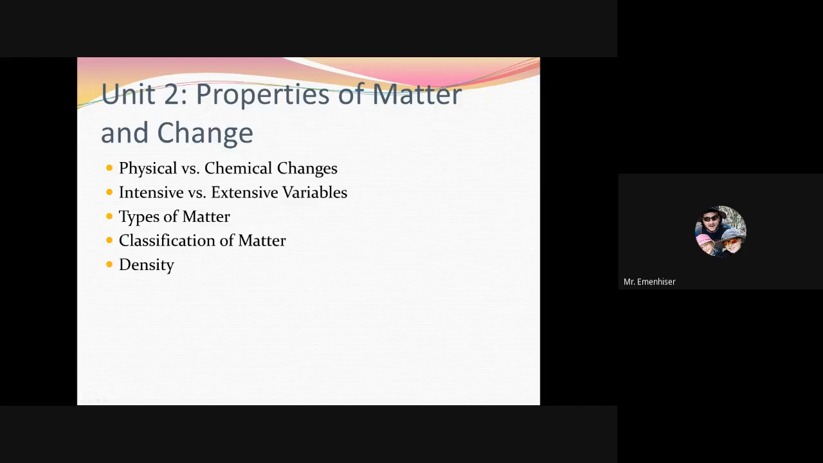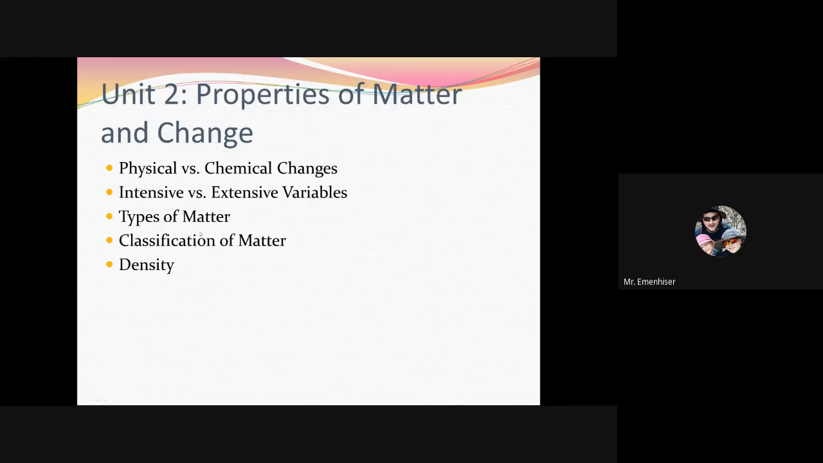We're going to look at physical versus chemical changes today. That's pretty easy. And then we'll talk about intensive versus extensive properties. We'll look at the types of matter. So what are the types of matter around you? How do we classify matter? And what is density? Okay, so this is unit 2.